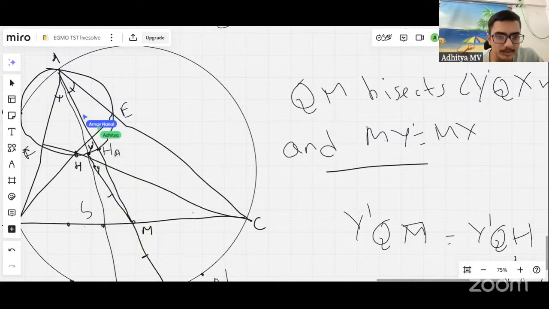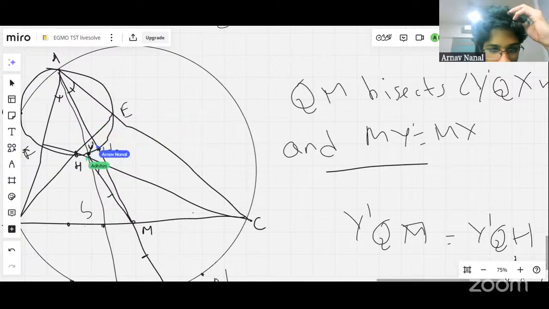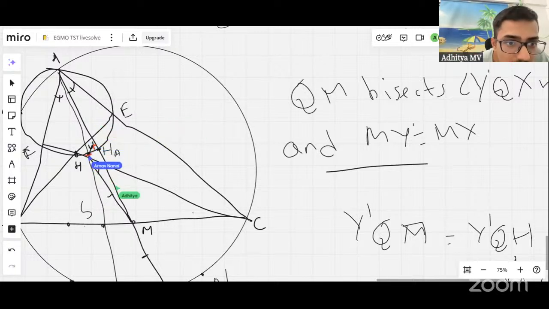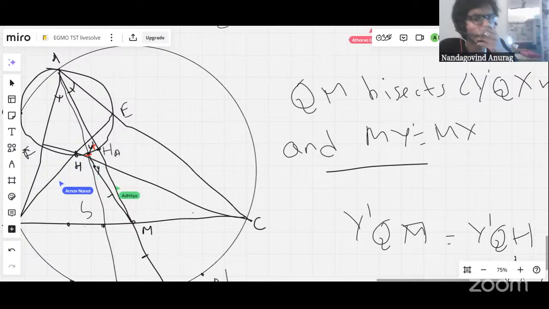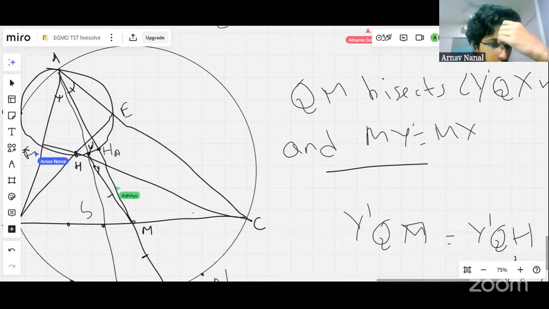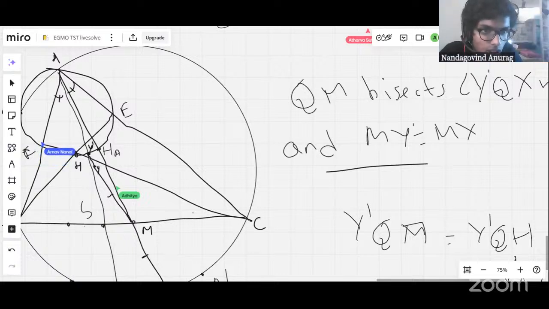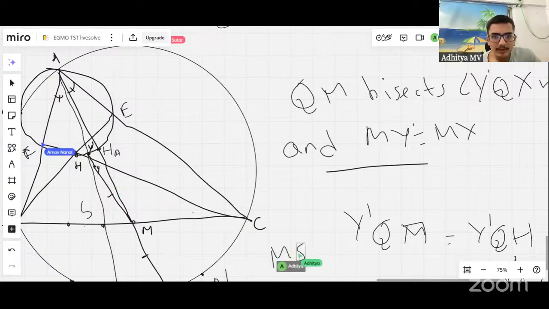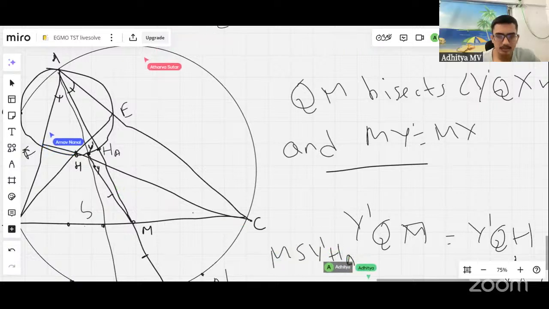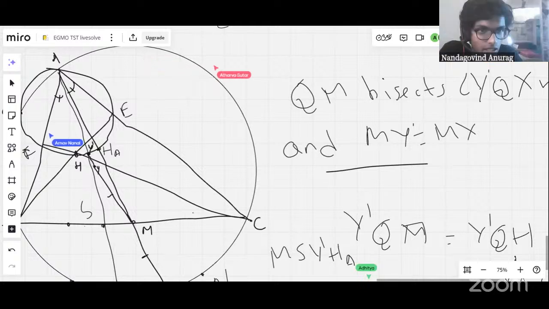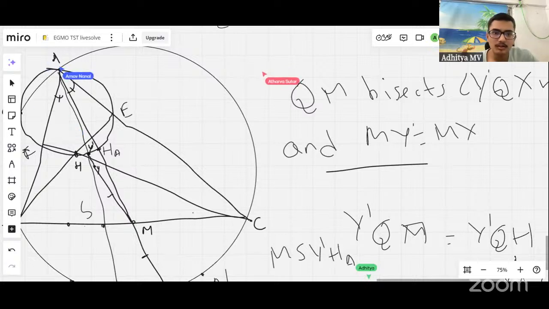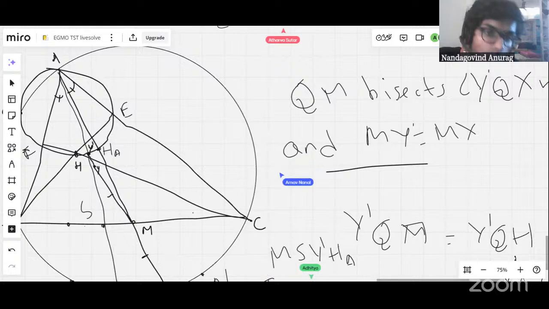Okay, wait, this is trivial, no? This angle is 90. Which angle is 90? No, I got confused. HHA will be 90, not Y dash. So we know that MS Y dash HA is cyclic. And we need to show that MY dash is equal to MHA.